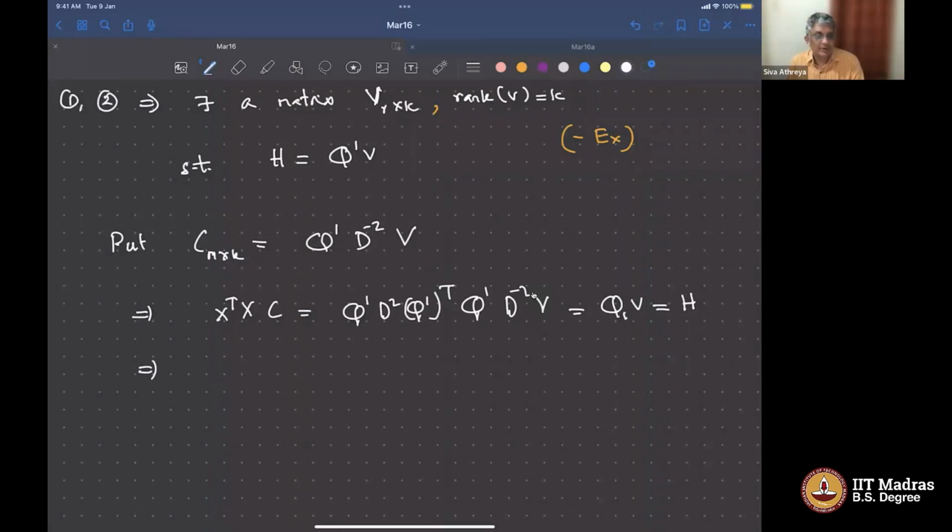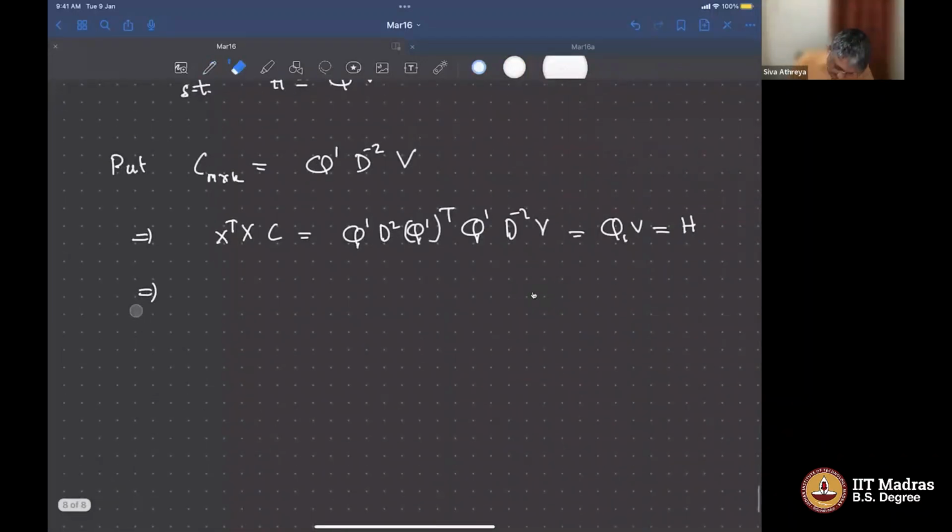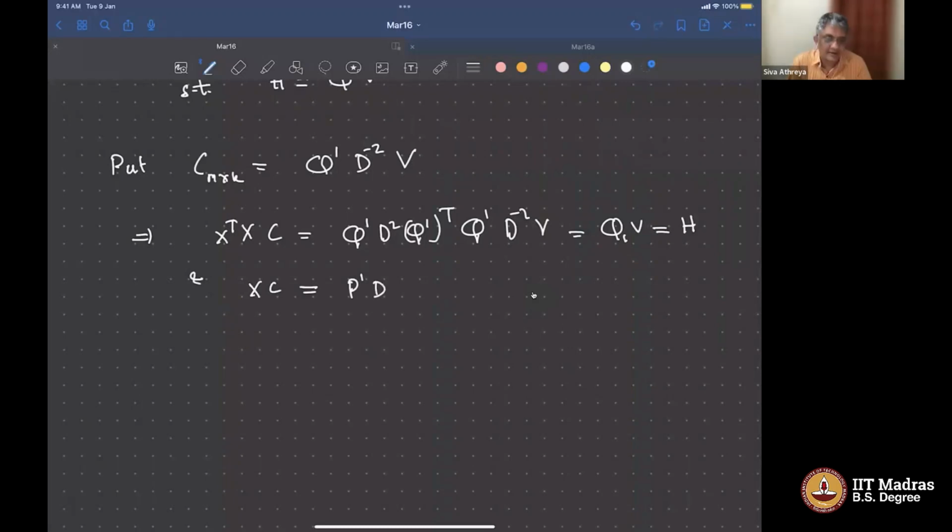The next thing: now look at X times C. What will that be equal to? It will be equal to P1 times the diagonal D times Q1 transpose, and C is Q1 D to the minus 2 times V. So I get P1 D to the minus 1 times V.